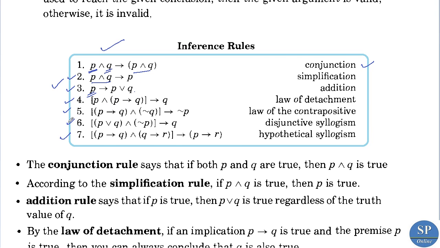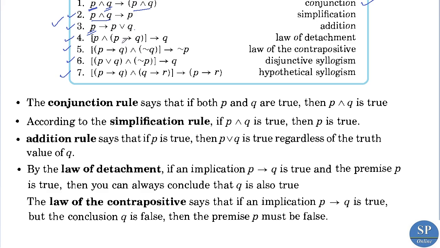Next one is law of detachment. Law of detachment says that if P is true and P implies Q is true, then Q is also true. That is, if P implication Q is true and P is also true, then we can conclude that Q is also true.